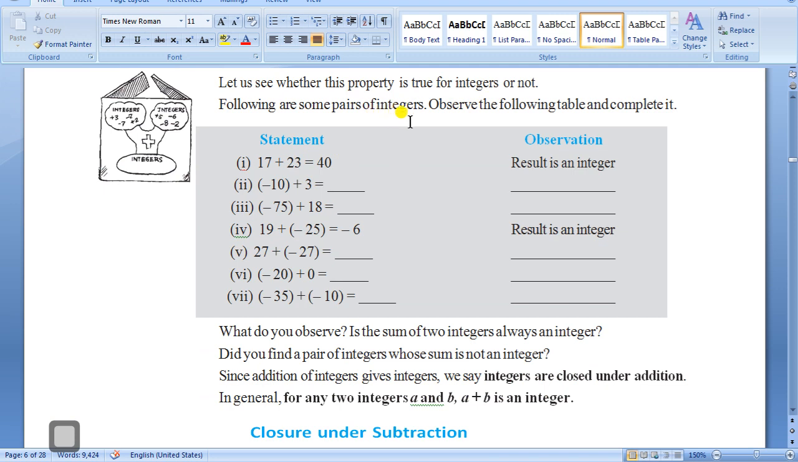Find the sum of the pairs of integers. Observe the following table now and complete it. Here you see 17 plus 23 is equal to 40. The result is an integer. Minus 10 plus 3 is equal to minus 7, and that is also an integer.